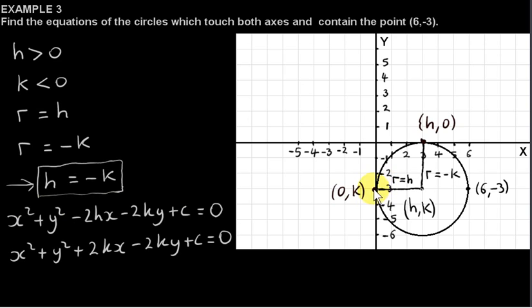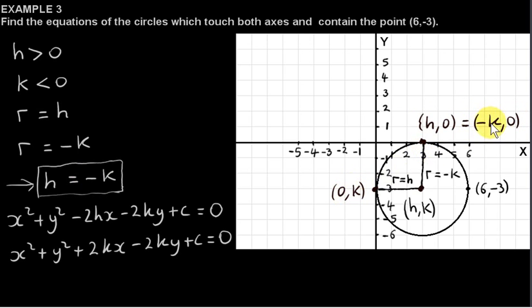Now we might as well use the fact that the coordinates of this point here are 0, k. This point here has the same y coordinate as this point here, and it's a point on the y-axis, so its x value is 0. The coordinates of this point are h, 0. This point here has the same x value as the center, which is h, but it's a point on the x-axis, so its y value is 0. And of course, since we know that h is minus k, we can write this as minus k, 0.